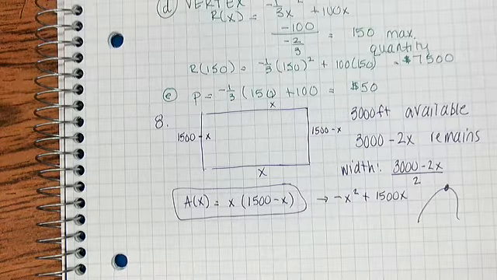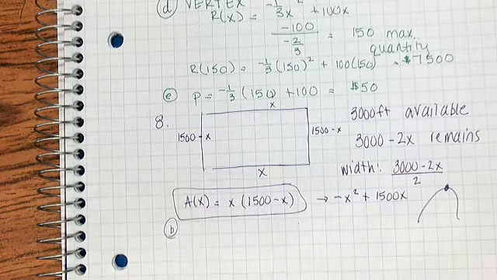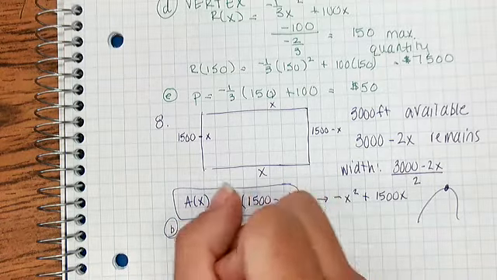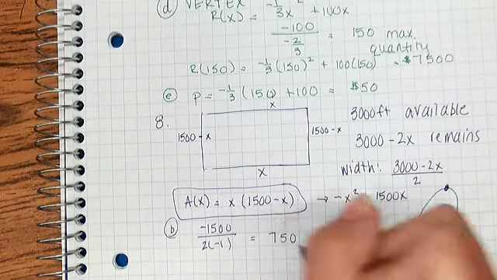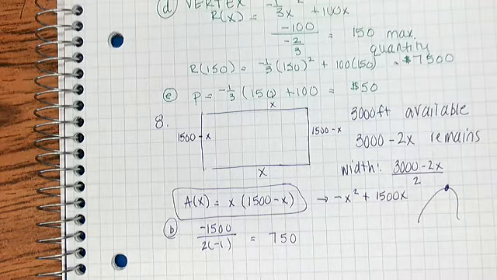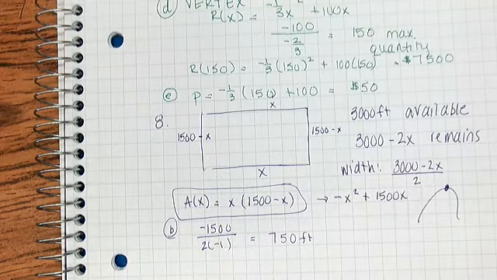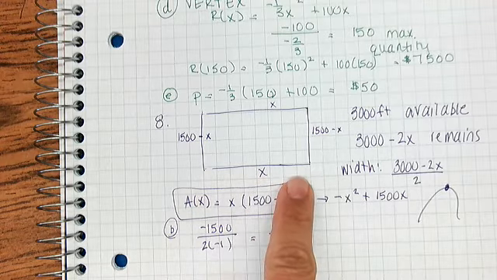So I'm just going to do opposite of b over 2a. I think this is part B. Opposite of b over 2a, which I believe is 750. And we're talking about feet. So x is the length of the rectangle. The area is largest when this length right here is 750.